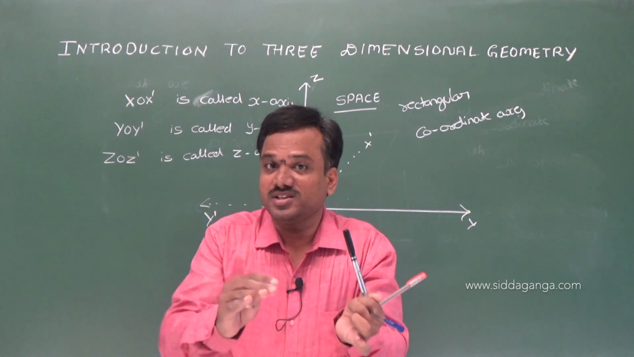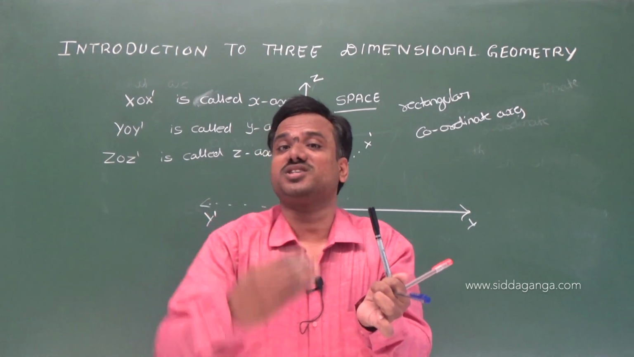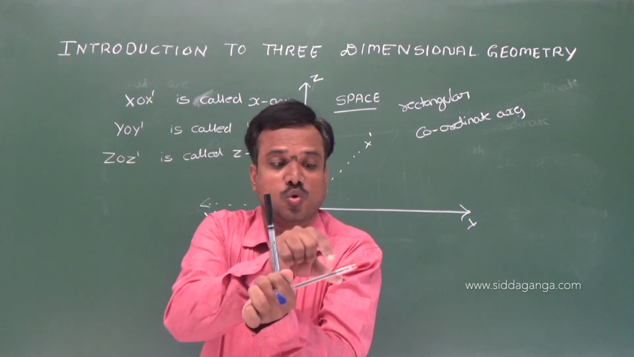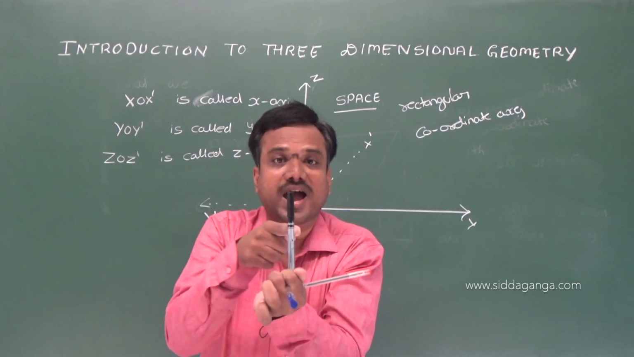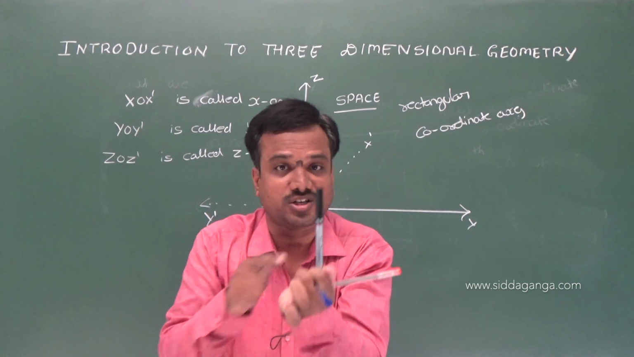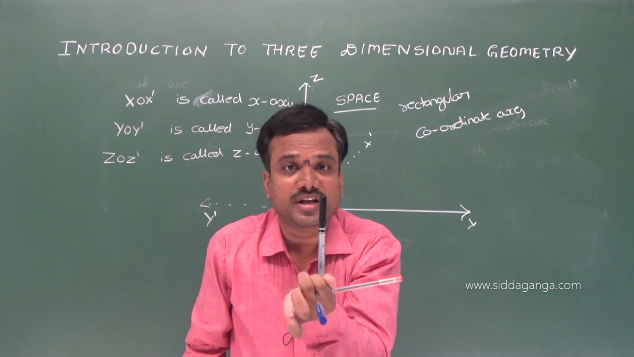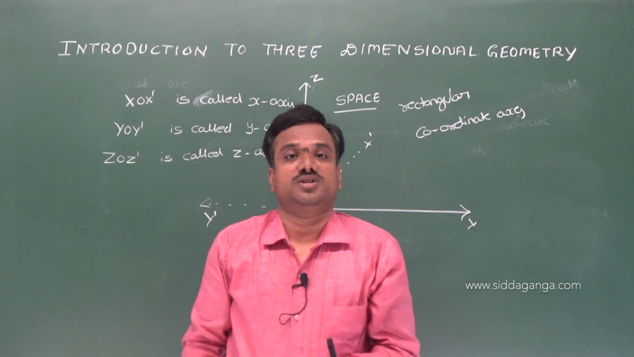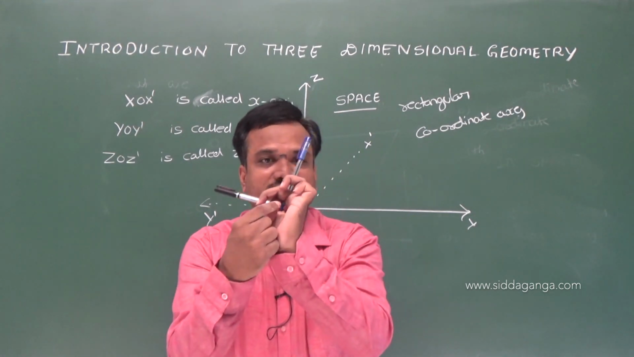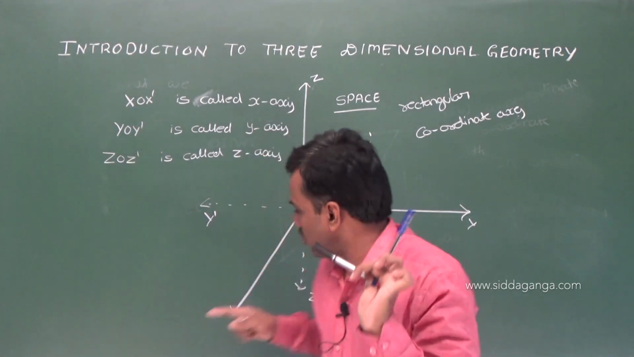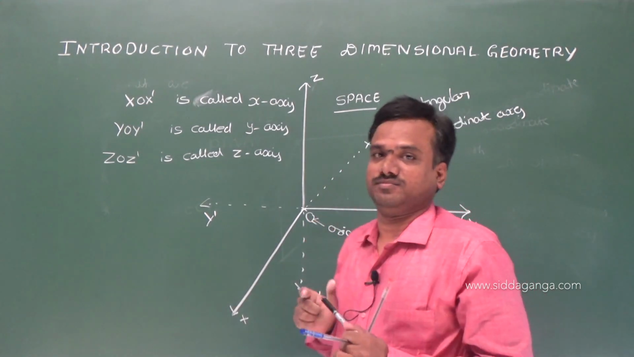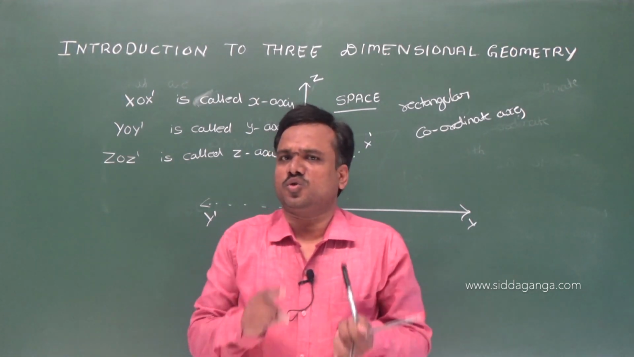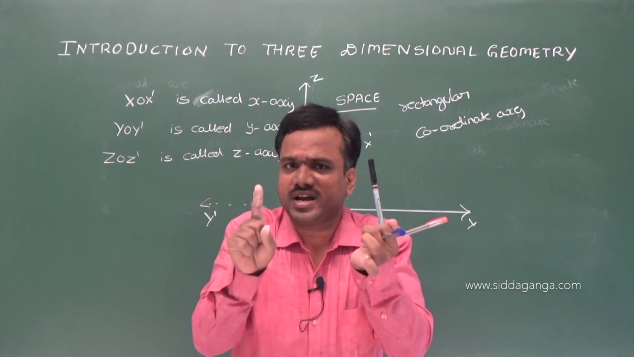Three-dimensional geometry contains three axes, the x-axis, y-axis and z-axis. These three axes are mutually perpendicular to each other. This is the first point. Second point, they intersect at a point O. That point O is called the origin. So the coordinate axes are over.